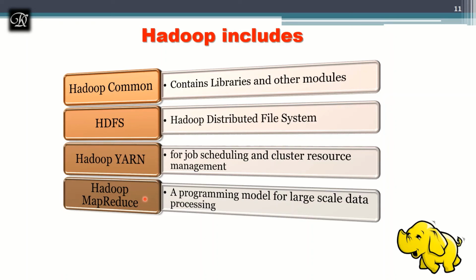And the storage part of the Hadoop is called HDFS, the programming part of Hadoop is called MapReduce, and the mini OS, which manages and schedules the resources, is Yarn. These are the three main components.